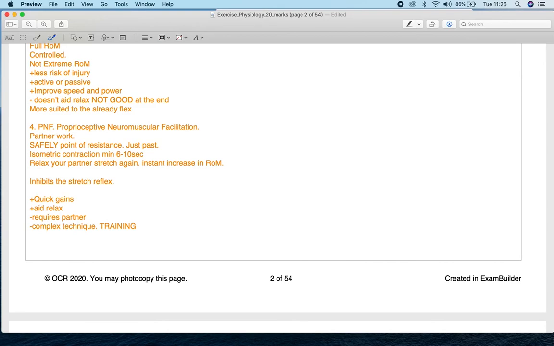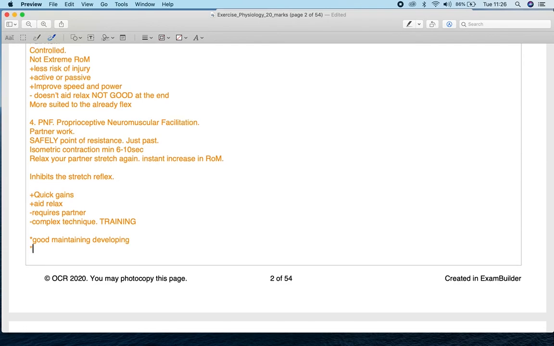But this is good for both maintaining flexibility and developing flexibility, so you can use it for both. And again, it's good at the end of a session.